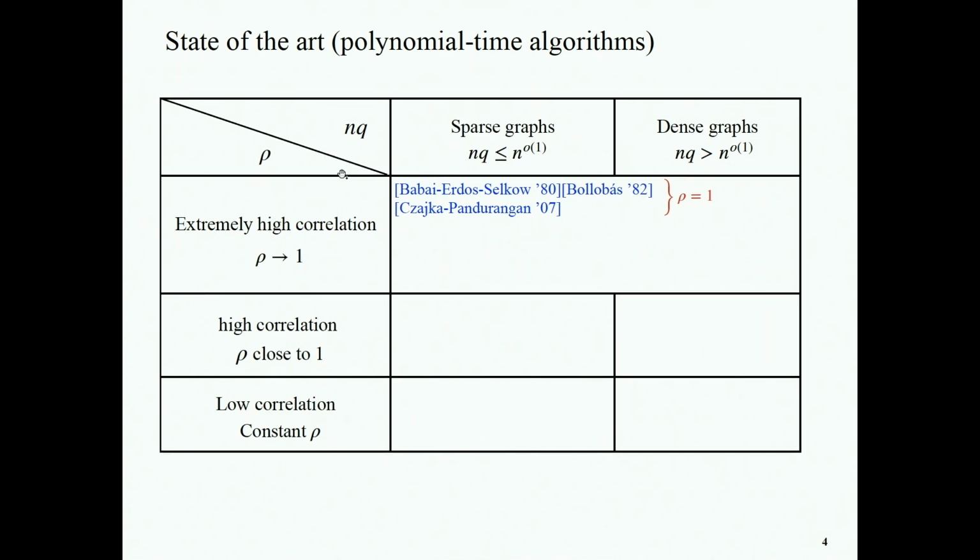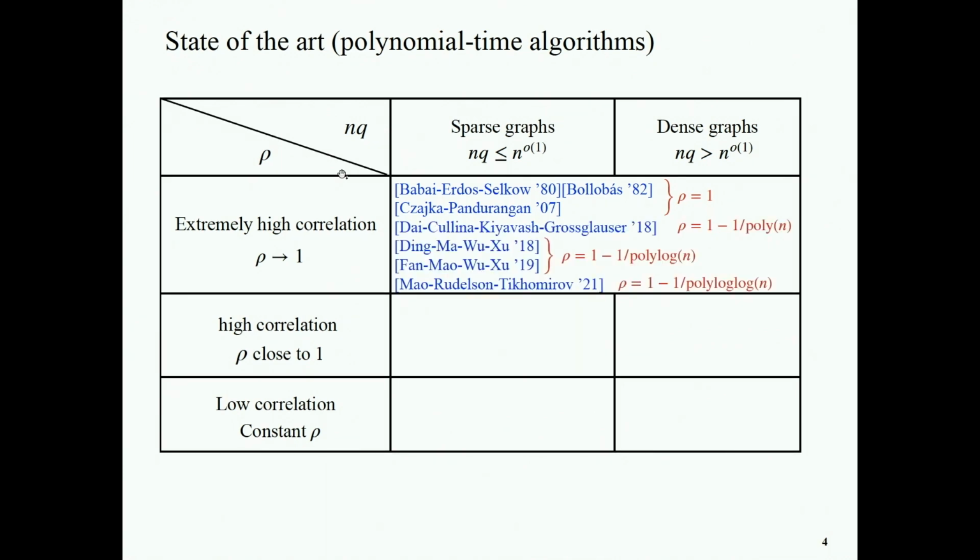Then the problem leads to: what if they do not look exactly the same? In the past decades, there have been exciting works where researchers developed efficient algorithms that could recover the hidden user correspondence between the two networks. But they require the noise between the two networks to vanish as the graph size diverges.